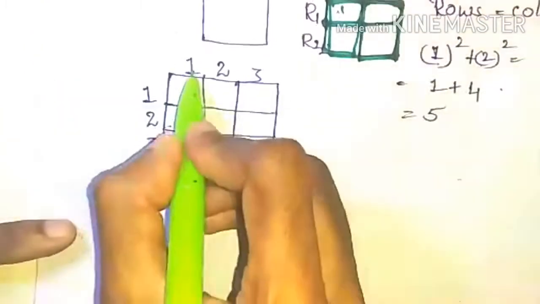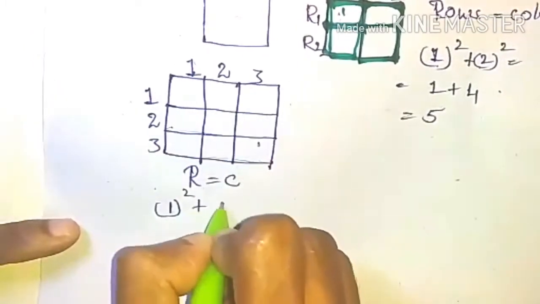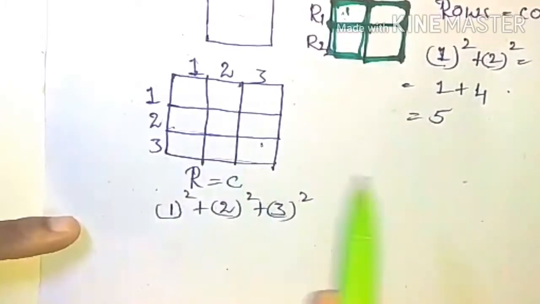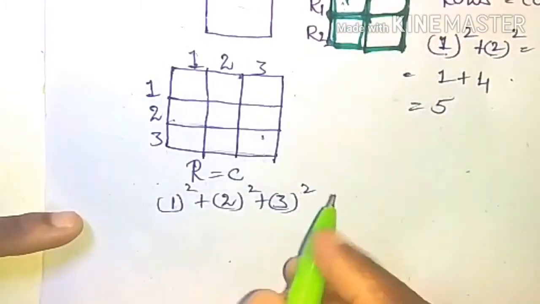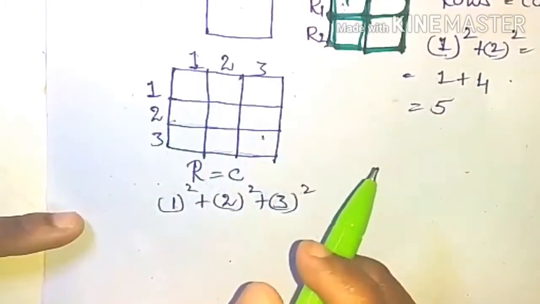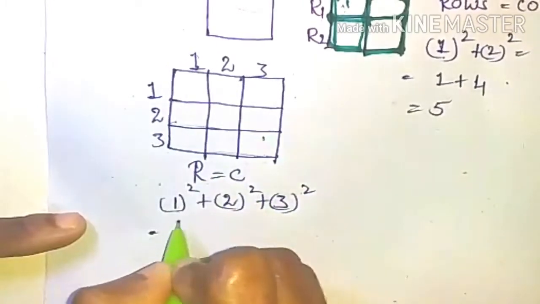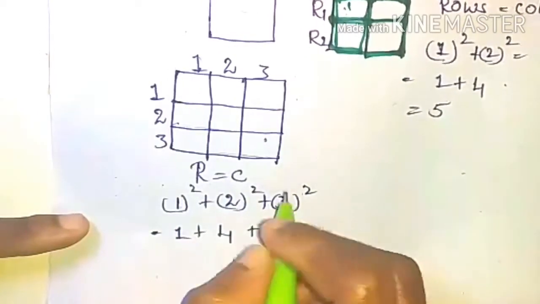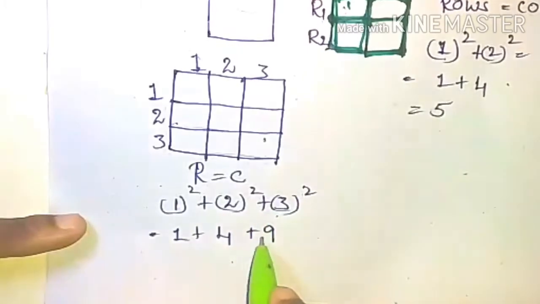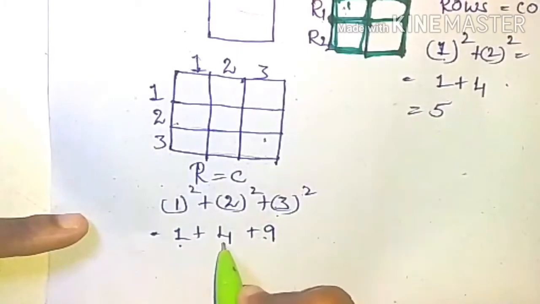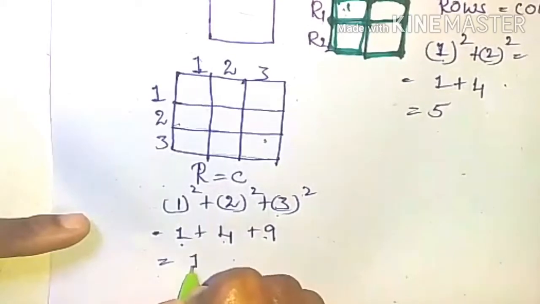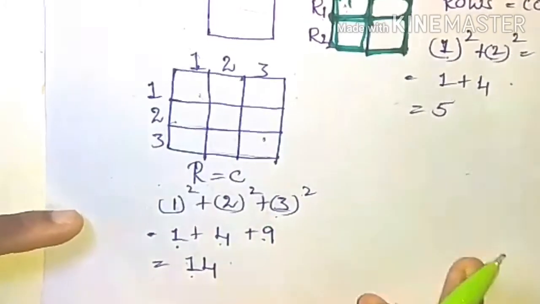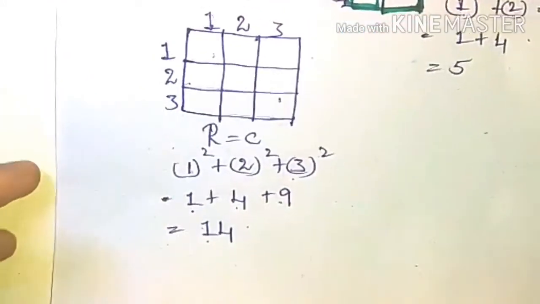Then what we have to do? 1 square plus 2 square plus 3 square. How many rows and columns are there? We have to add all those. Here the number of rows and columns is equal, that's why we have to do it like this. 1 square is 1, 2 square is 4 and 3 square is 9. So 9 plus 1, 10. 10 plus 4, 14. So how many squares are there in this figure? 14 squares are there.